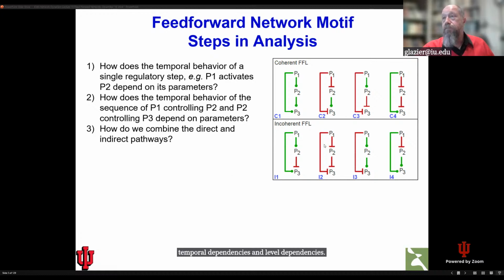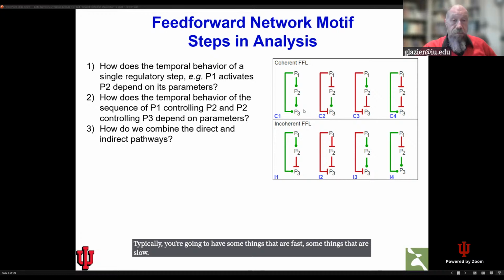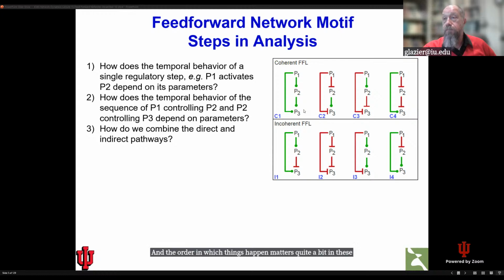So I turn on P1 and ask the question, if there were no P2 to P3, just P1 activating P3, what's the temporal behavior? What's the saturations? If I have P1 activating P2 by itself, how does that behave? P2 activating P3 by itself, how does that behave? And then how especially do the levels and timescales depend on the parameters? Typically, you're going to have some things that are fast, some things that are slow, and the order in which things happen matters quite a bit in these sorts of situations.